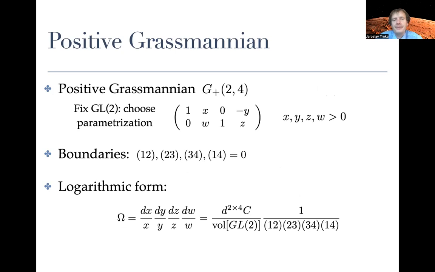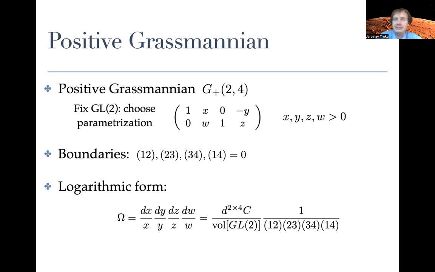Okay, so let's look at this case in more detail because we will actually use it. It's a 2x4 matrix. Fixing the GL2, we can fix it in any way we want, but we can fix two columns to be a unit matrix. So we are giving a parametrization for this positive Grassmannian space. This is one particular choice. You can see that the matrix is now labeled by parameters x, y, z, w. Once we impose that all the 2x2 minors are positive, this just fixes x, y, z, w to be all positive. So this is our positive geometry.